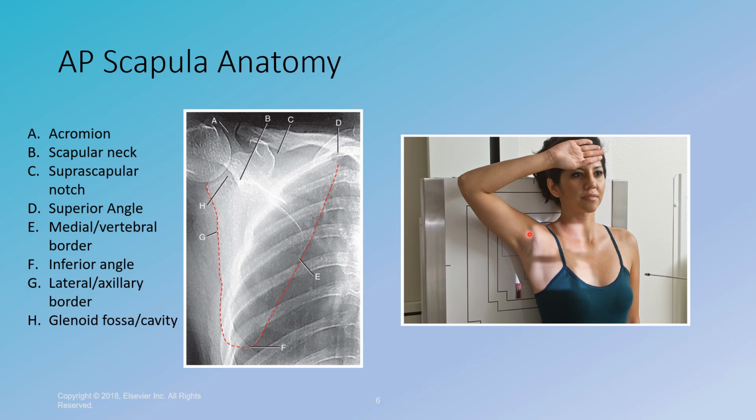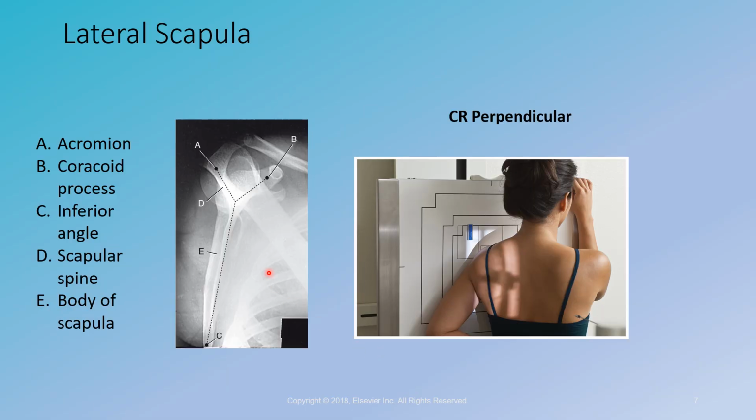Okay, and this is how the patient is actually positioned for an AP scapula, which we will look at on page 206 in just one moment. For the lateral scapula, this is the anatomy that we just looked at for what forms the Y, and this is a Y view on this particular patient, and this correlates to page 207 when we look at the lateral scapula.